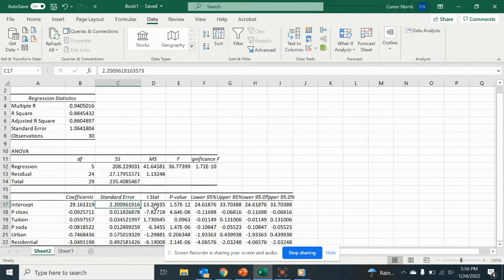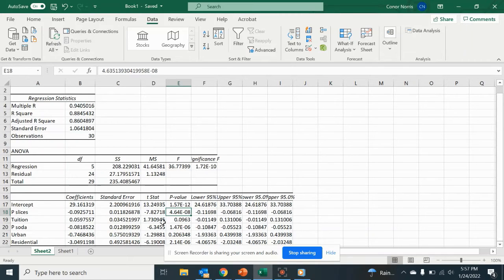So for instance, let's look here. For the intercept, the t-statistic is 13.24935, greater than 2. The p-value here is incredibly small. It's 1.56 times 10 to the negative 12. Very, very, very small. Let's look at the price. The coefficient is negative 0.09. Our t-statistic is negative 7. So again, much greater than 2. And here we have this very, very small 4.635, repeating, times 10 to the negative 8th.